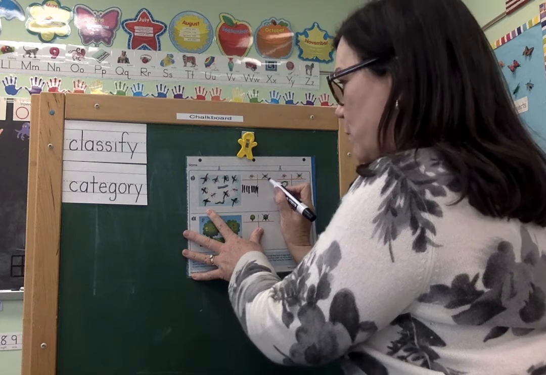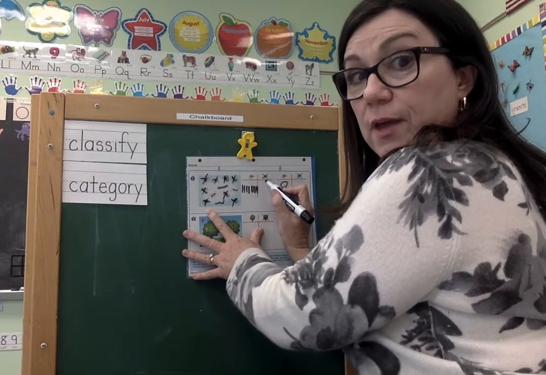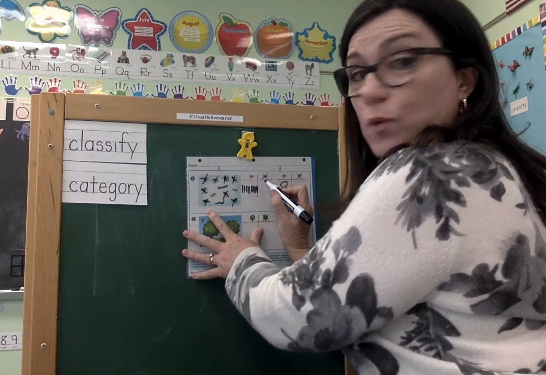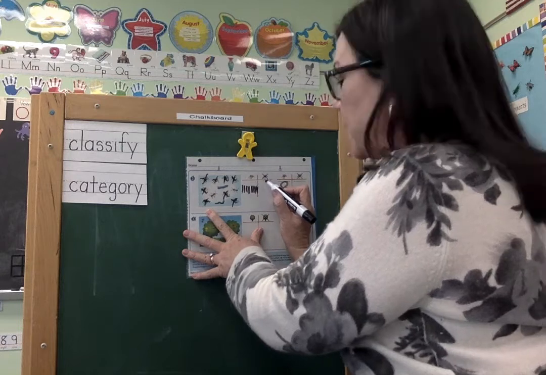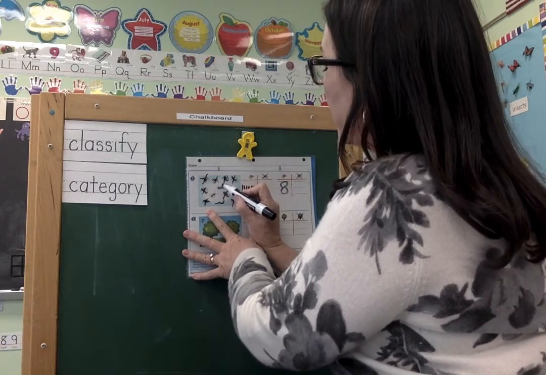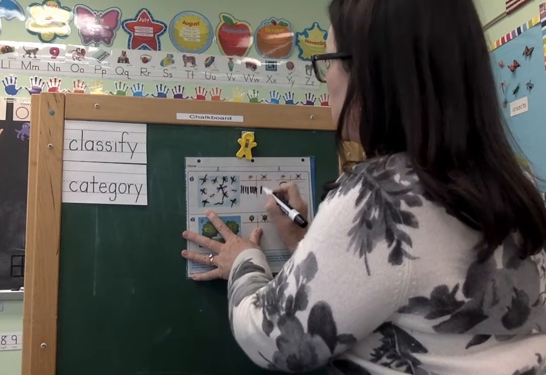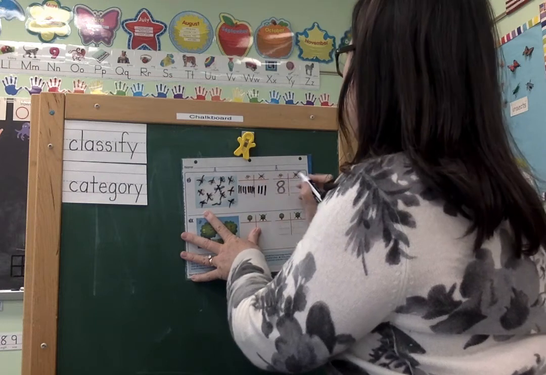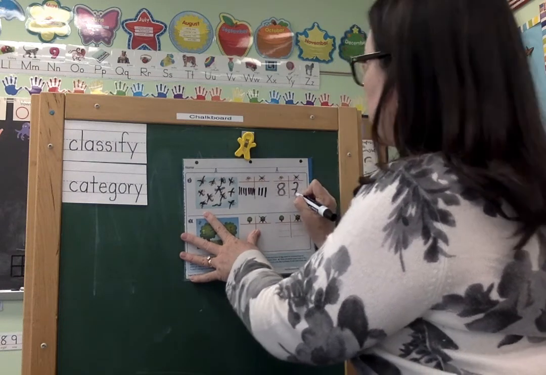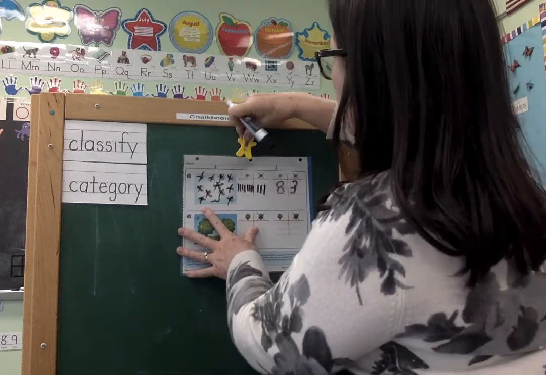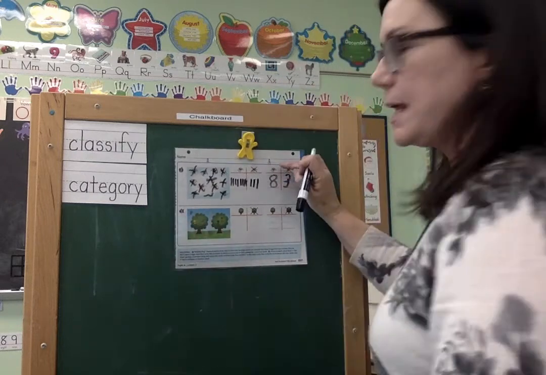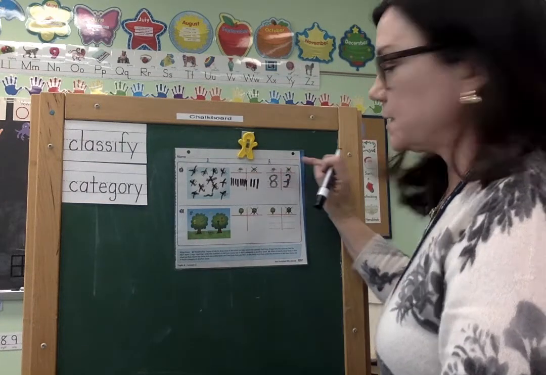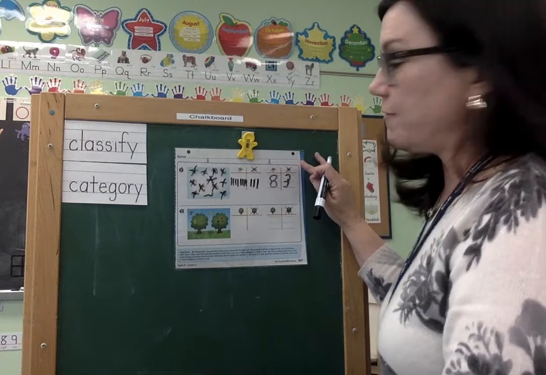All right, now we have a category where the spider is X'd out. So those are the ones that do not have 8 legs. So we're going to start over here and count 1, 2, 3. And we're going to write 3 right there. All right, so we had 8 that had 8 legs, 3 that do not have 8 legs.